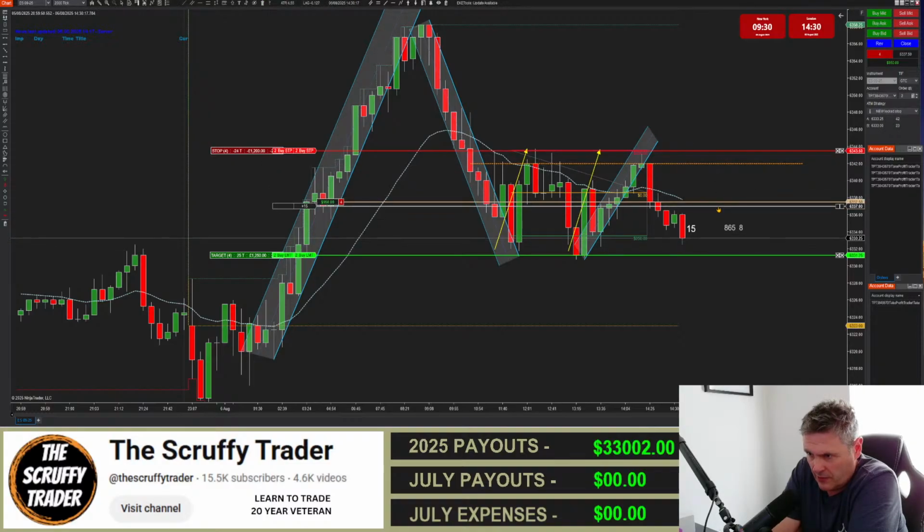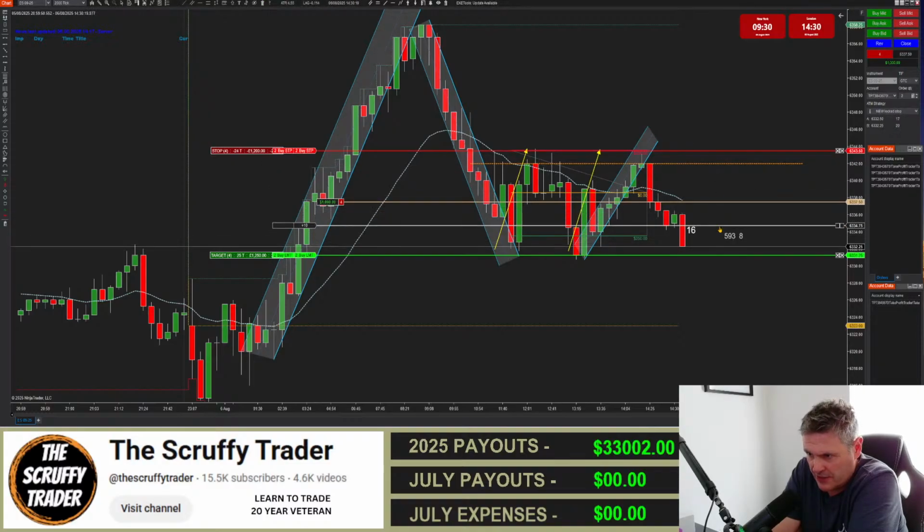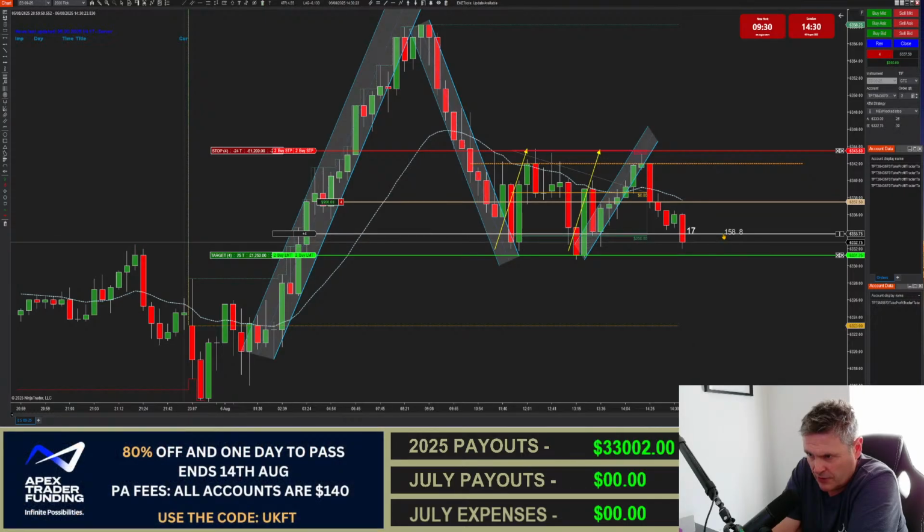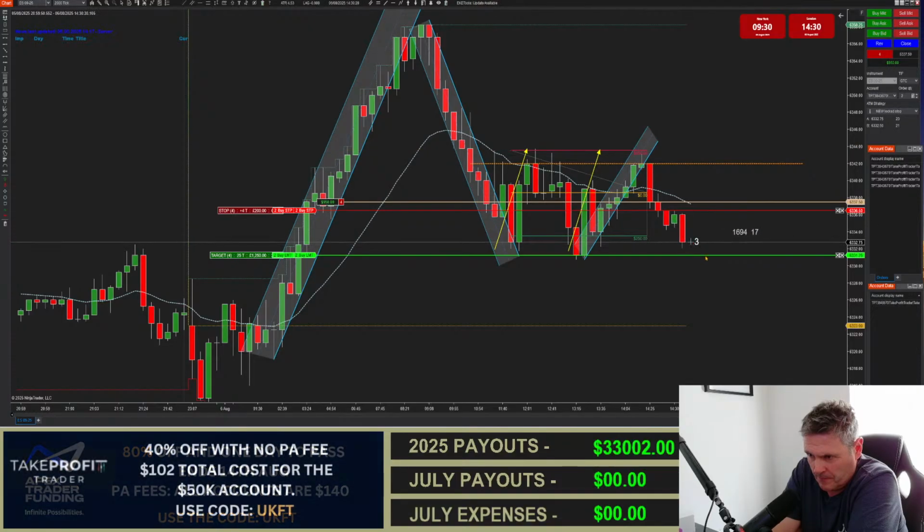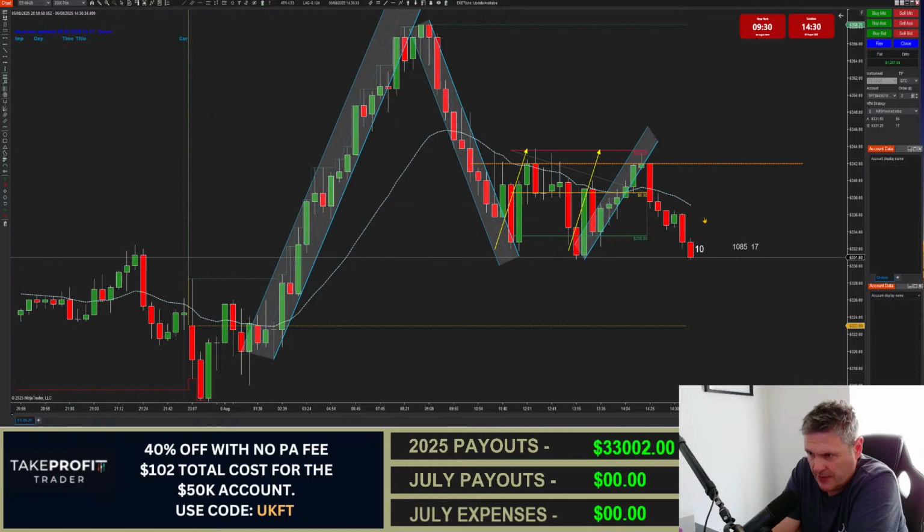I'm just following this down. This is an evaluation. It's a penguin style trade, so that should work. Little bounce. Target filled. Beautiful.